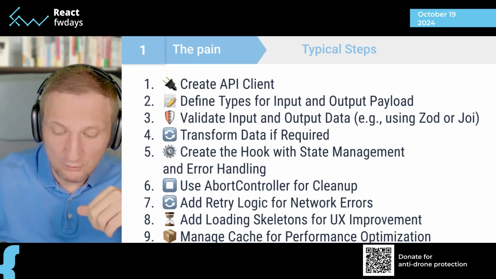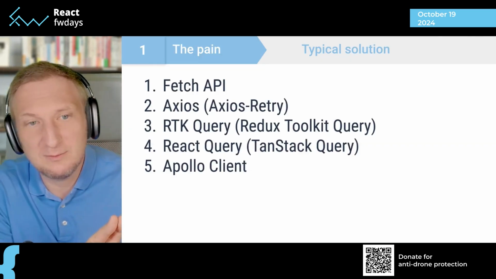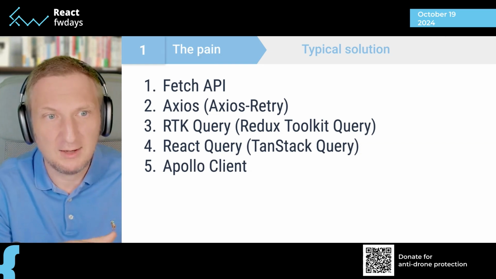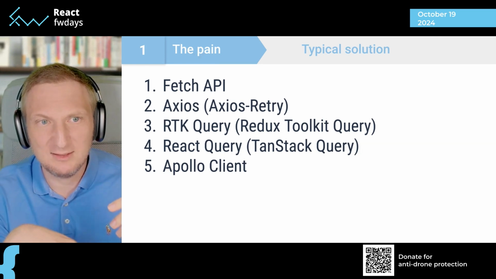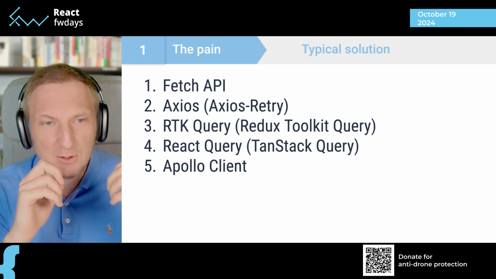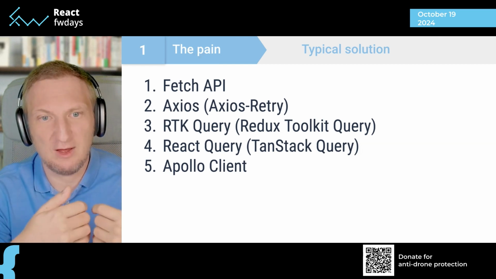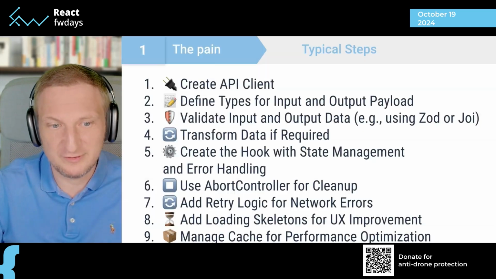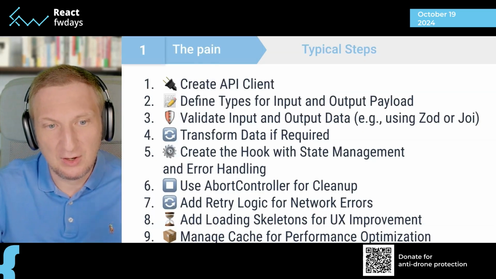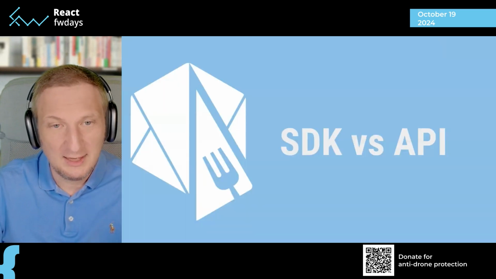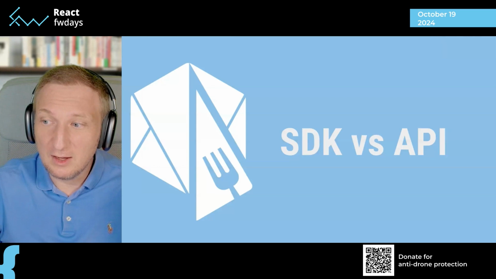It's painful. Of course, you can say that there are typical solutions that will reduce your boilerplate code. Here I provide this list from the lowest quality to the highest quality. With Apollo Client, you have almost everything of that, including cache and retry logic. You have this from the client. It's cool, but anyway, you will need to write a lot of code, and you know it's painful.